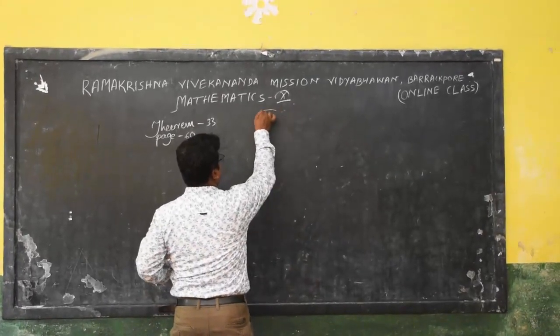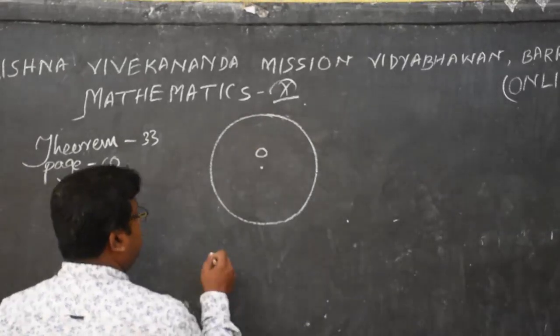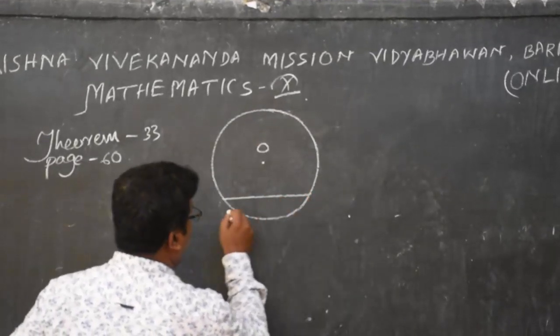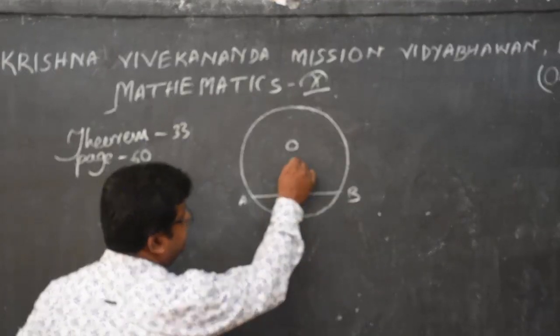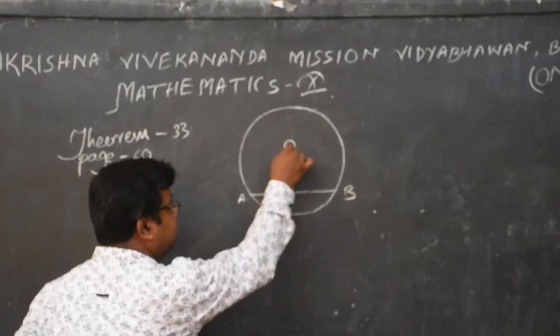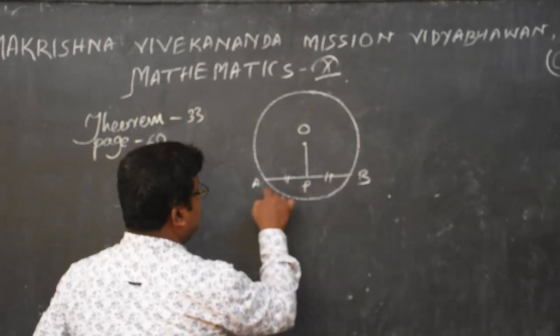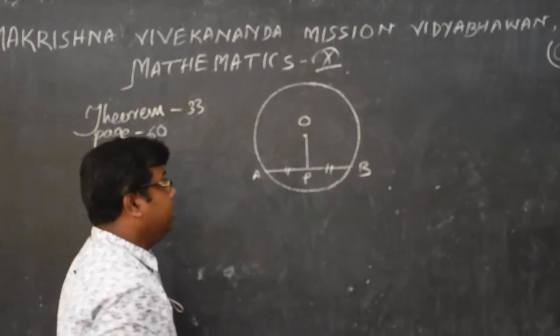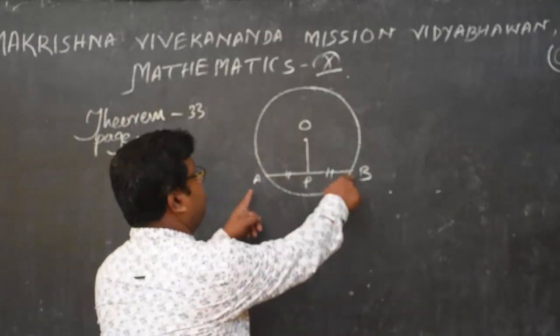That is, it is a circle, and O is the center of the circle, and AB is a chord which is not a diameter. A straight line passing through the center bisects the chord. Here the straight line bisects the chord, that is AP equal to BP. Required to prove is OP perpendicular to AB.